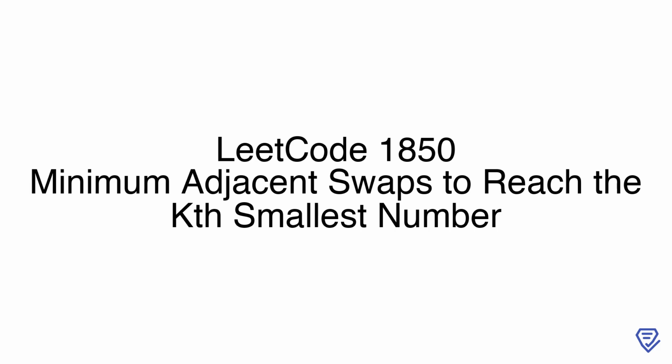Welcome to this coding walkthrough. In this session, we'll tackle LeetCode problem number 1850, minimum adjacent swaps to reach the kth smallest number. This problem challenges us to determine the minimum number of adjacent swaps needed to transform a given number into its kth smallest permutation. Let's dive in and explore the solution step by step.